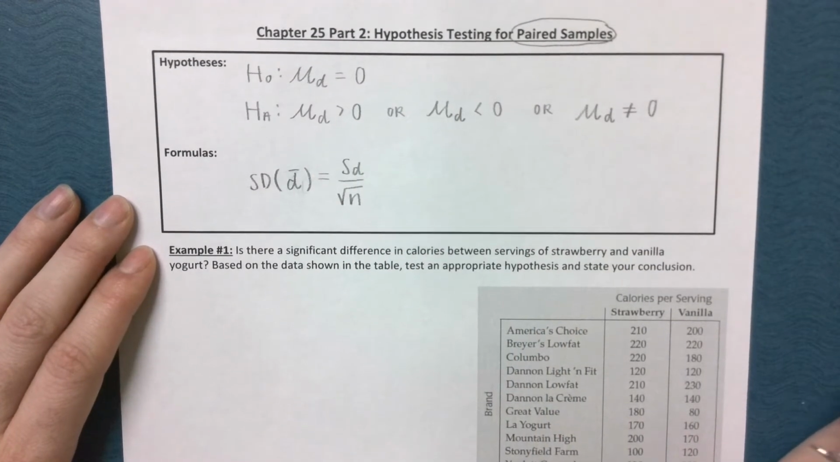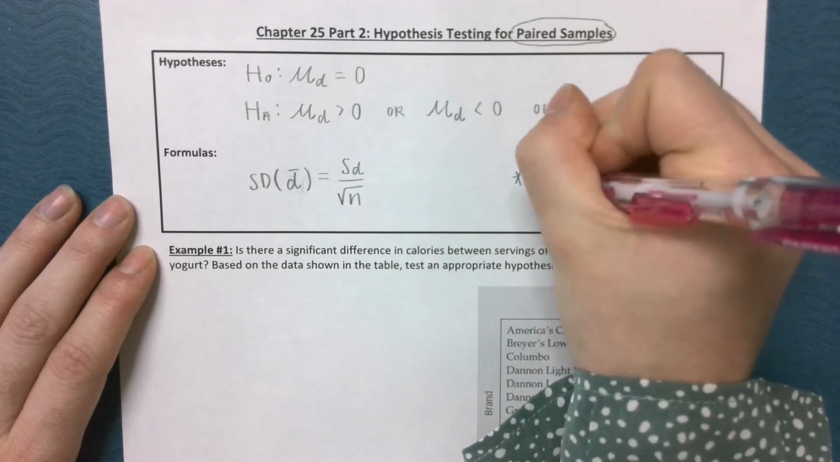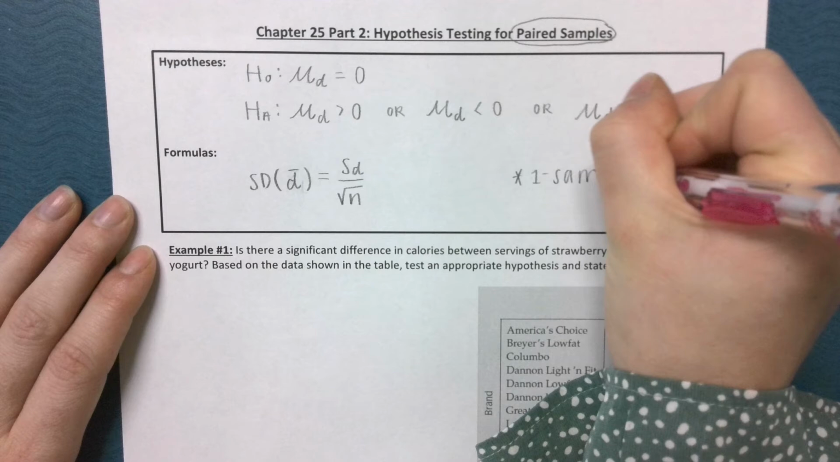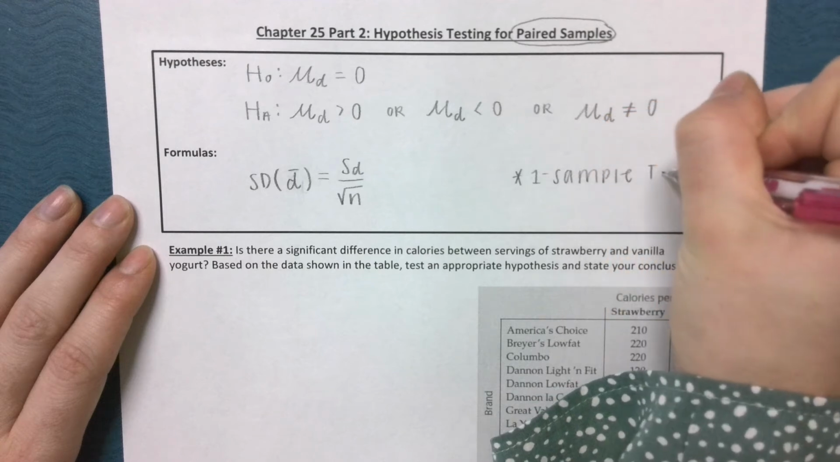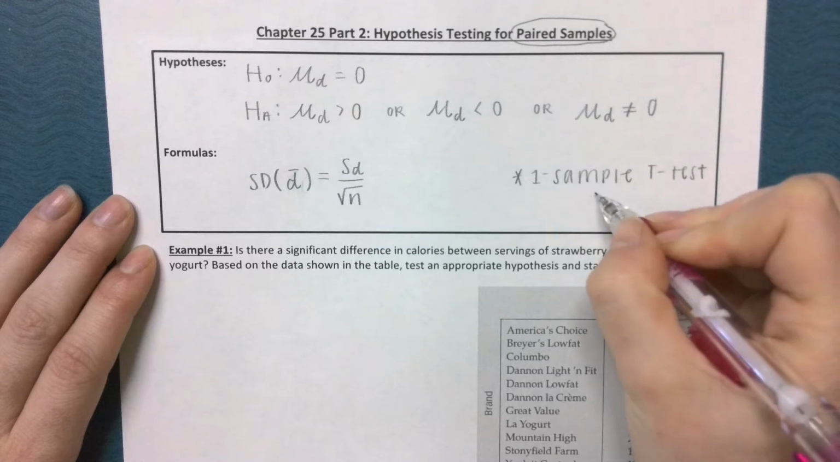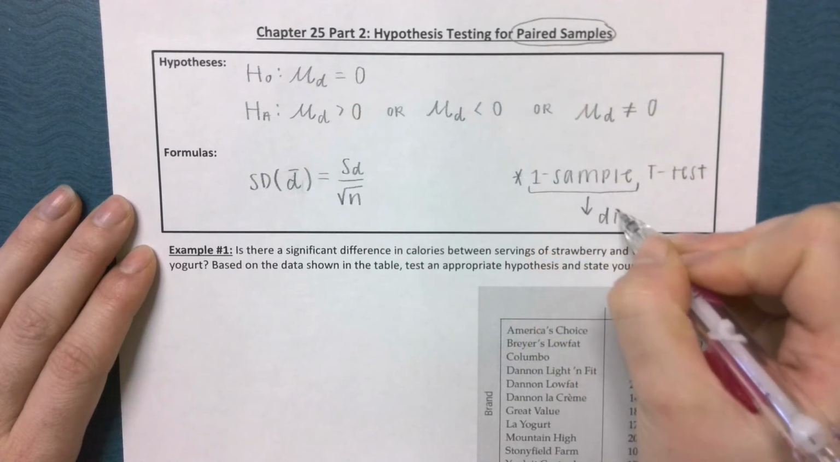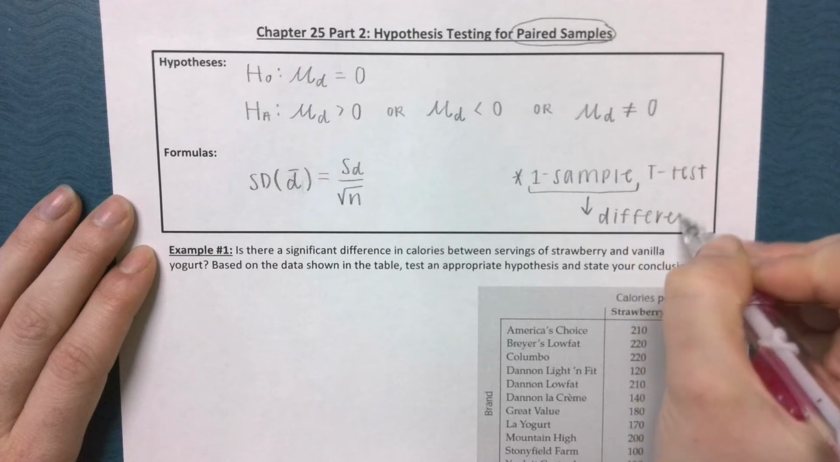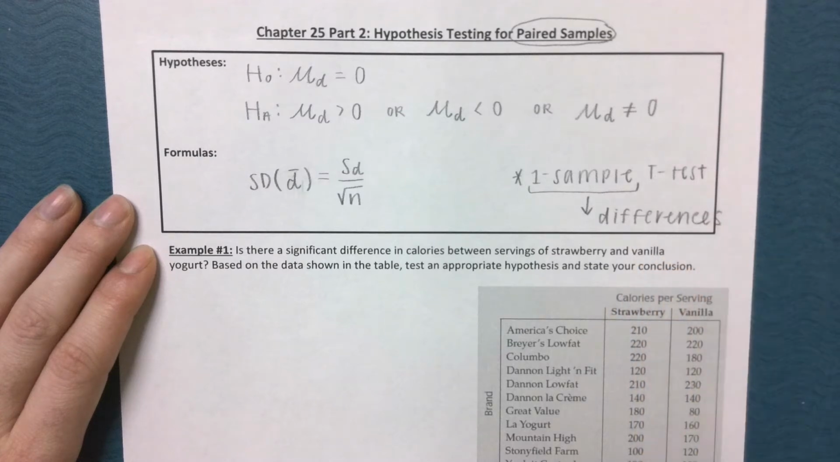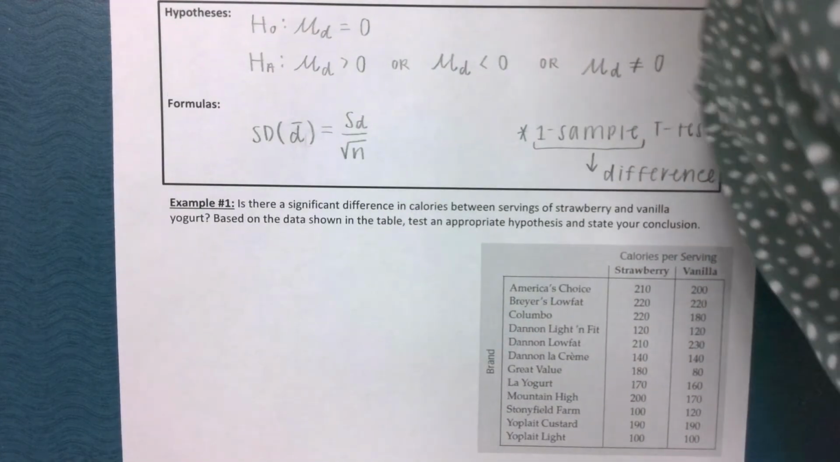Now, this hypothesis testing for paired samples is essentially just a one sample t-test. It's the same thing as our hypothesis testing for one sample. The main thing that we need to remember is that our sample this time, the one sample that we're looking at, is the differences. Okay, so let's go ahead and look at an example together.